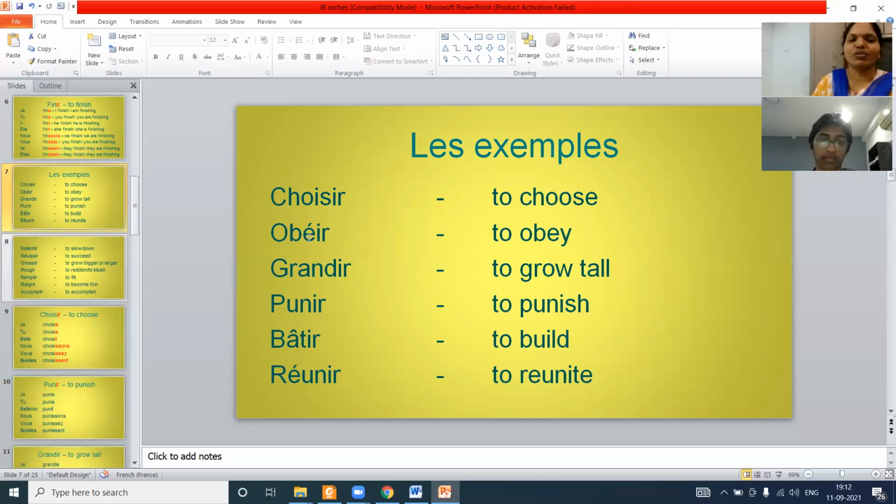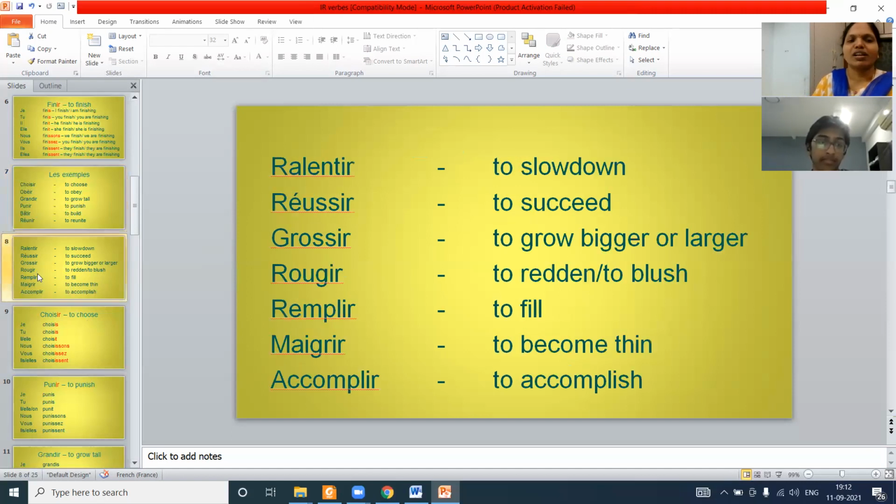See, choisir, obéir, grandir, punir, bâtir, réunir. Next one: ralentir, réussir, grossir, remplir, maigrir. Accomplish, that one? Yeah, accomplish. So what will the conjugation be?